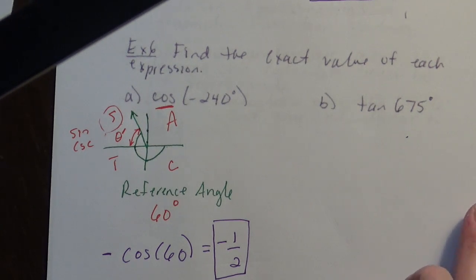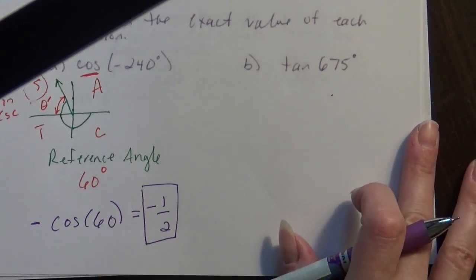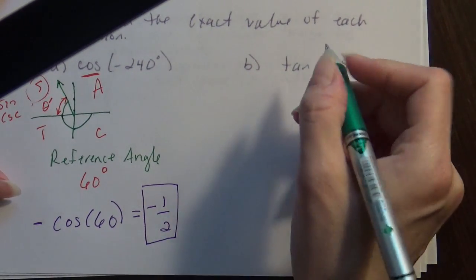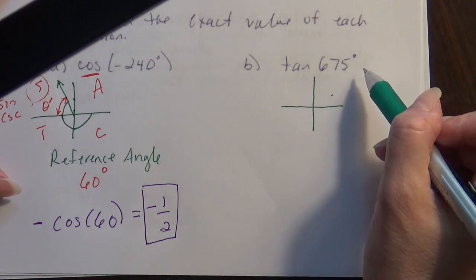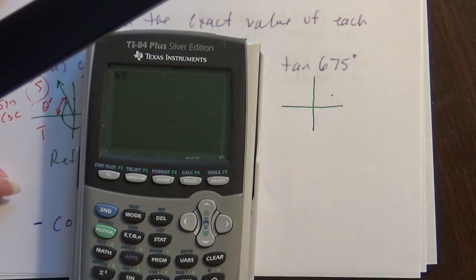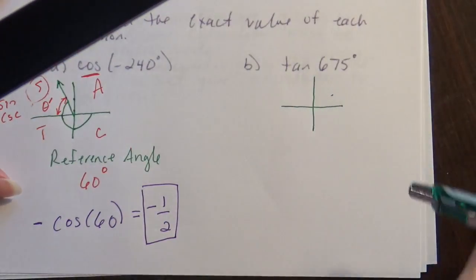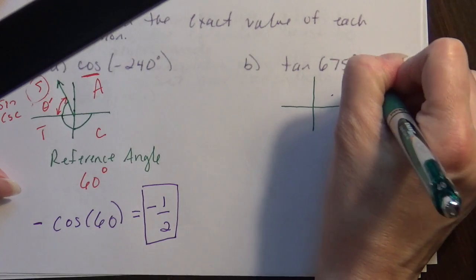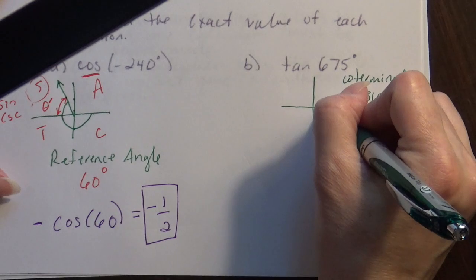Part B, very similar. We want to find the exact value of tan of 675 degrees. So we'll draw our picture. I would recommend starting with a coterminal angle here. So on your calculator, you can take the 675, subtract 360. That gives you 315 degrees. So that's your coterminal angle. So we're going to draw our coterminal angle.